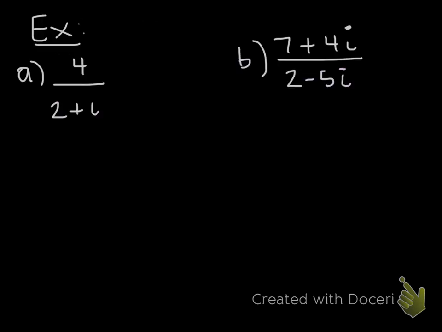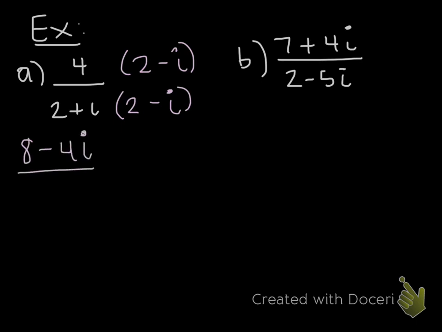So for our first example, we're going to multiply top and bottom by the denominator because that's where the imaginary part is. So the conjugate will become 2 minus i. To keep things balanced and equal, I have to multiply the numerator and the denominator by the conjugate. So in the numerator, I'm going to distribute, and I'll have 8 minus 4i. In the denominator, I have to FOIL.